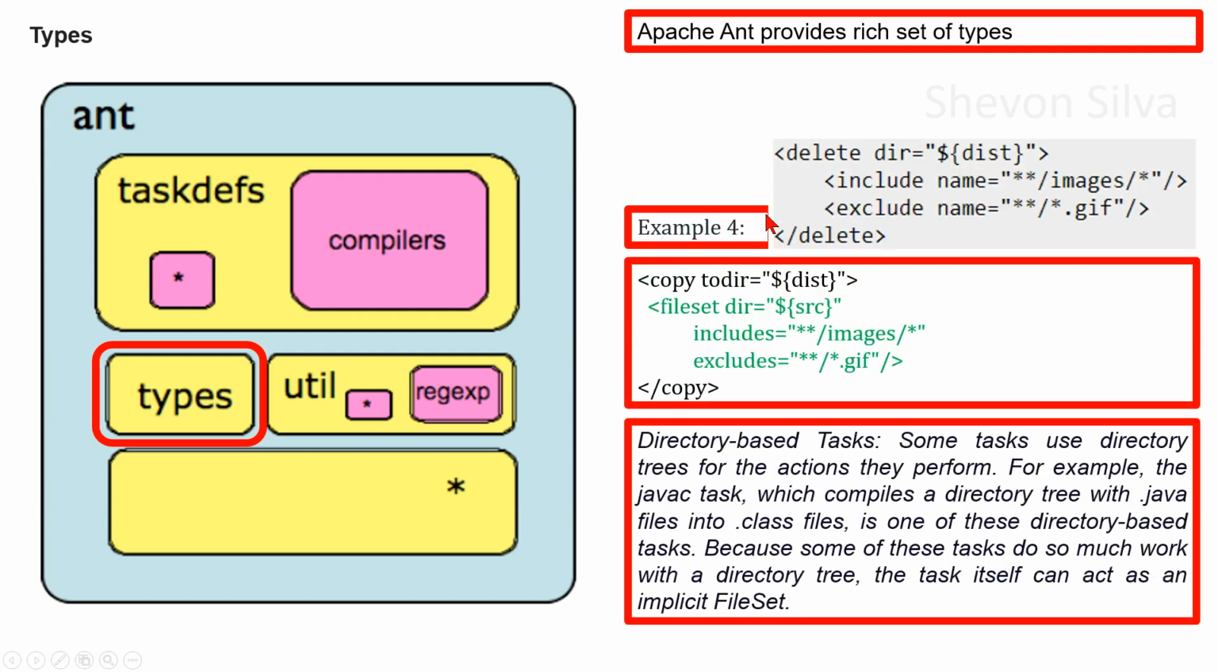Now we are considering directory-based tasks. Some tasks use directory trees for the actions they perform. For example, the javac task, which compiles a directory tree with .java files into .class files, is one of the directory-based tasks. Because some of the tasks do so much work with the directory tree, the task itself can act as an implicit fileset.